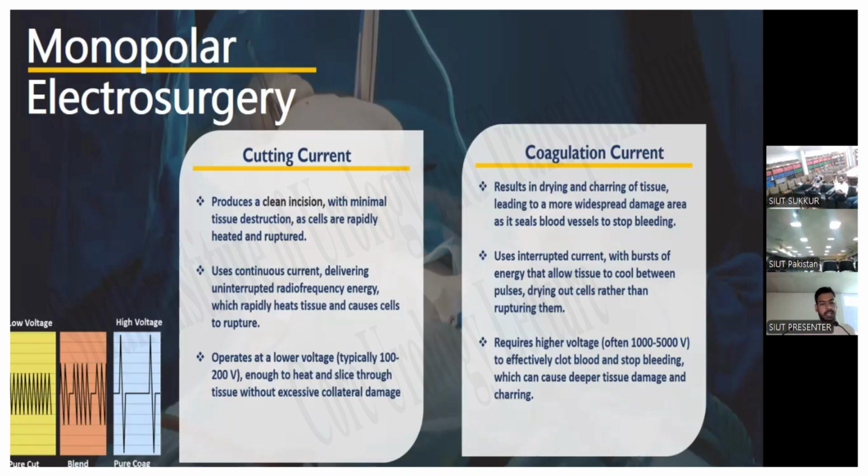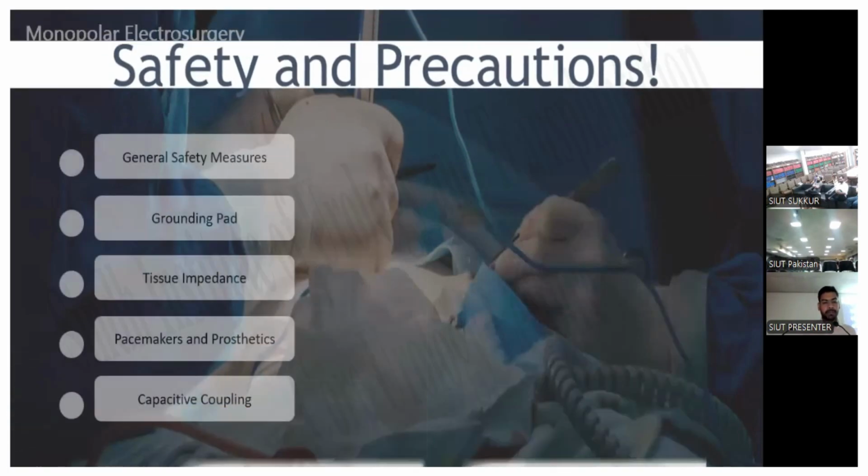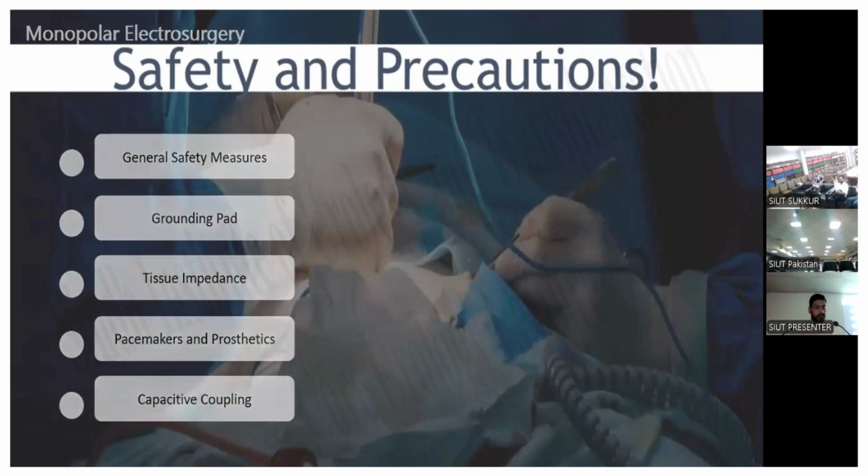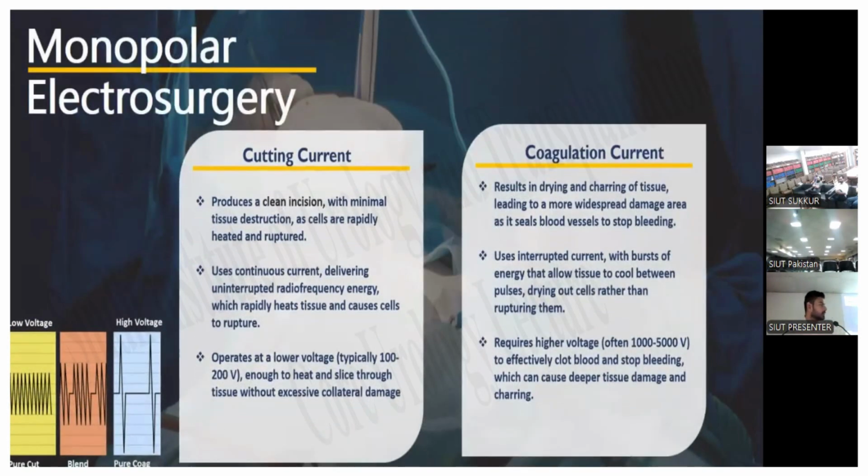Cutting can be operated at lower voltages, enough to heat and slice through the tissue without excessive collateral damage. While in coagulation current, we need higher voltages to effectively clot blood and stop bleeding, which can cause deeper tissue damage and charring. So based on this, which current is more destructive to the tissues, cutting or coagulation? Why?